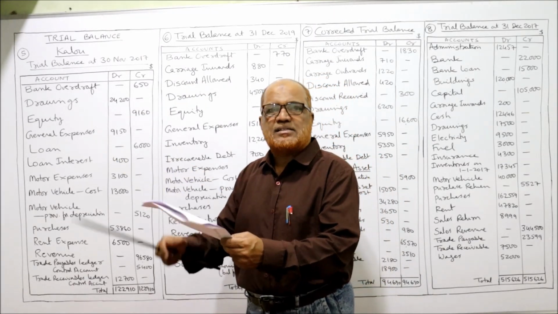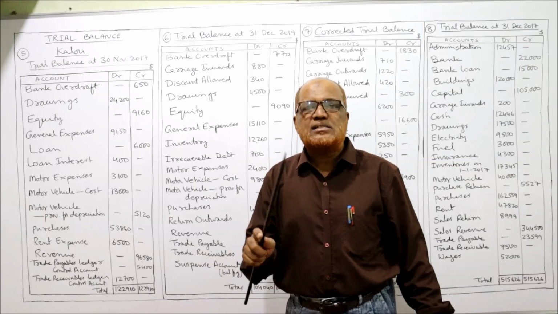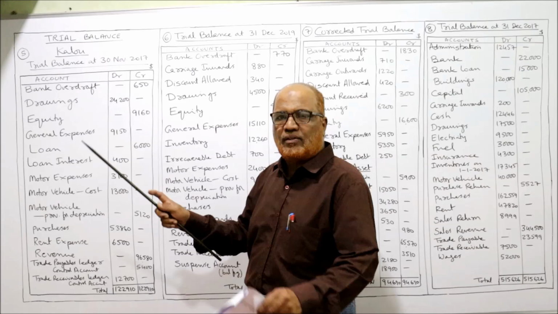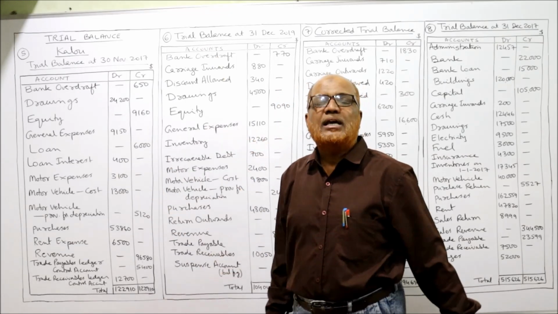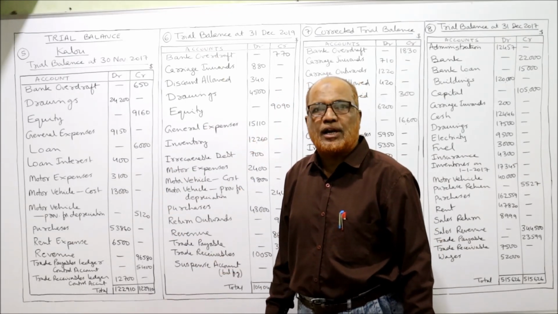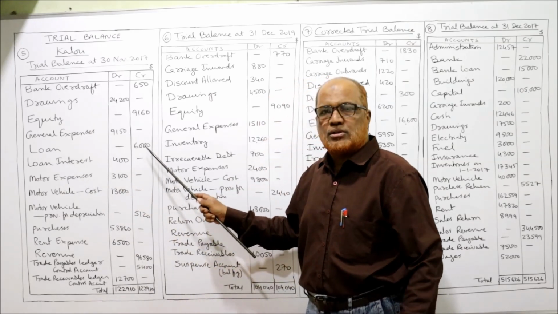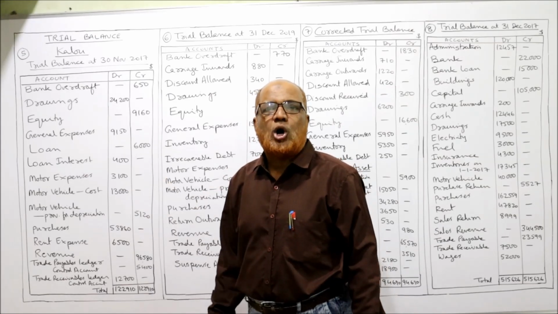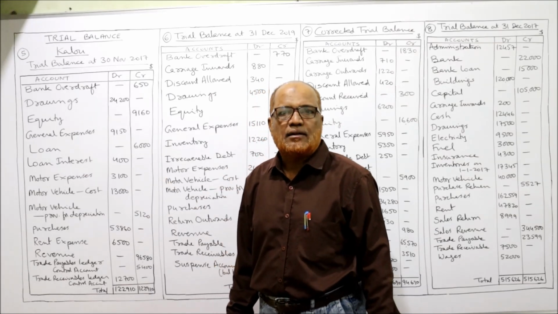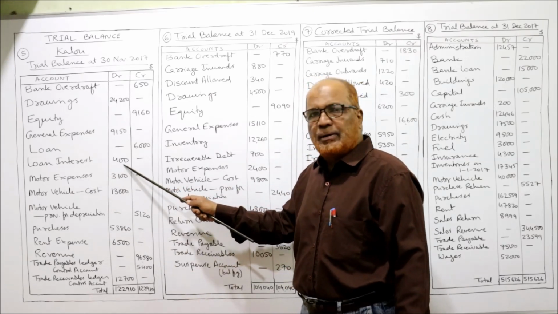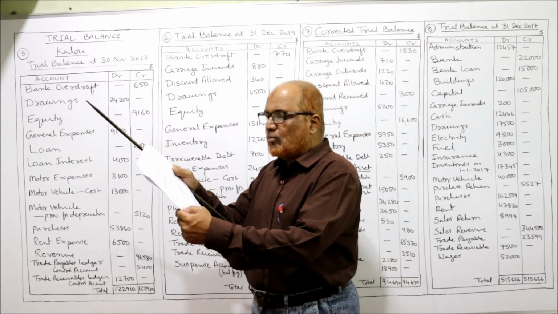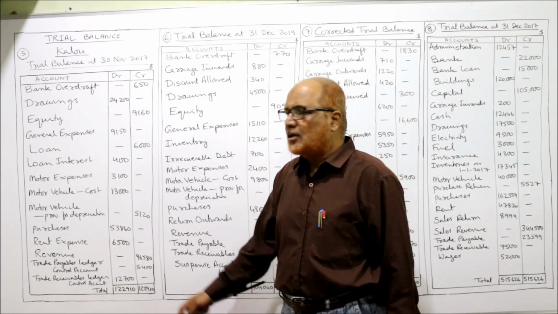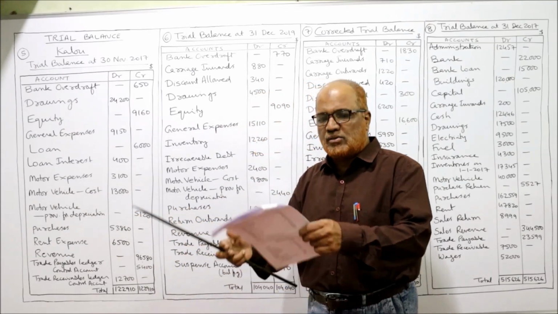Next comes general expenses, debit balance. All expenses show a debit balance. So general expenses, debit side 9,150. Loan is a liability. It will show a credit balance. So loan, credit side 6,000. Then loan interest. That means interest is paid on the loan. It's an expense, debit balance. So loan interest, debit balance 400. Next comes motor expenses. The name itself says expenses, debit balance. So motor expenses, debit side 3,100.